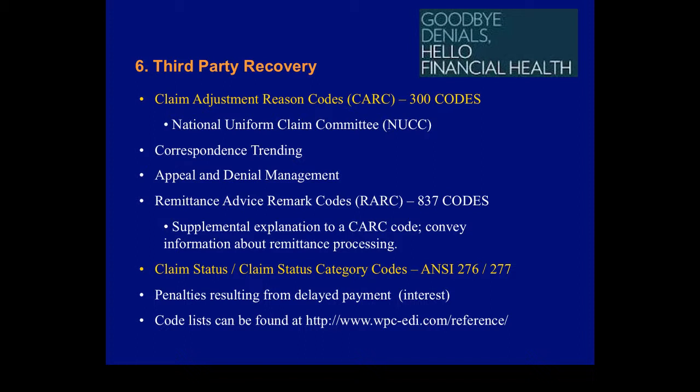One, the claim status or category codes, which are called the 276, 277 files. That is your United States Postal Service tracking system, if you will. That allows you to tag an insurance company and say, hey, I sent you 8 claims. I only got 3 paid back.